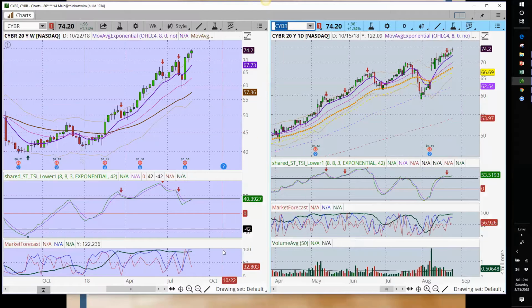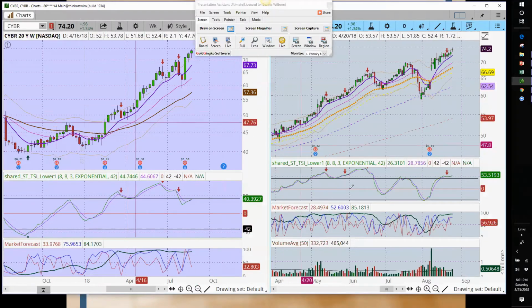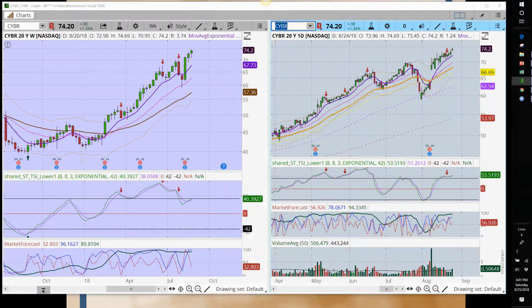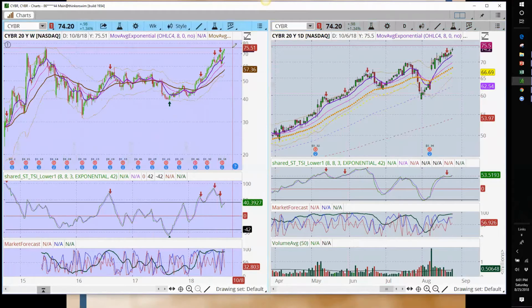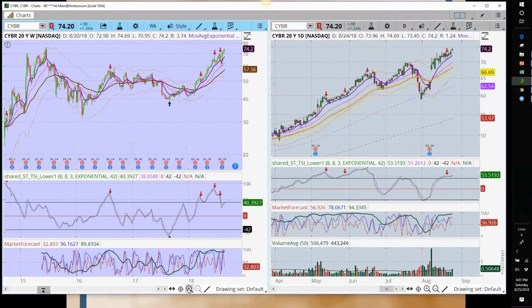CYBR, this is a newer entity. As you can see, it just hasn't been out there that long. Now, this is 2015. Nice breakout here, pushing up, a large formation here. It is just pushing up towards those highs again. It needs to get up above the 75, 78 level.